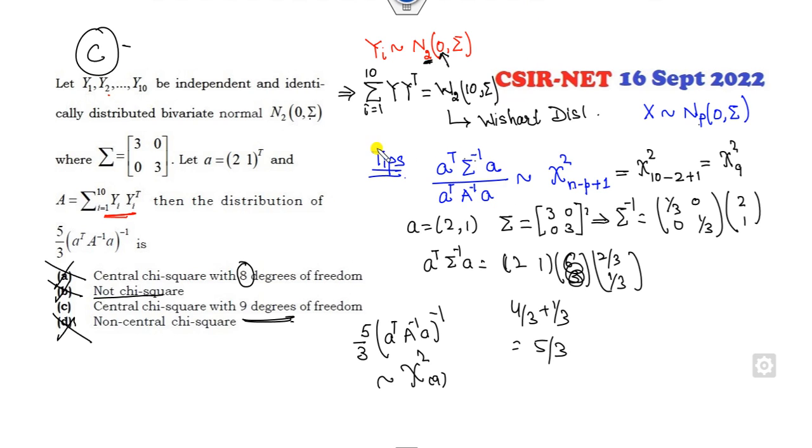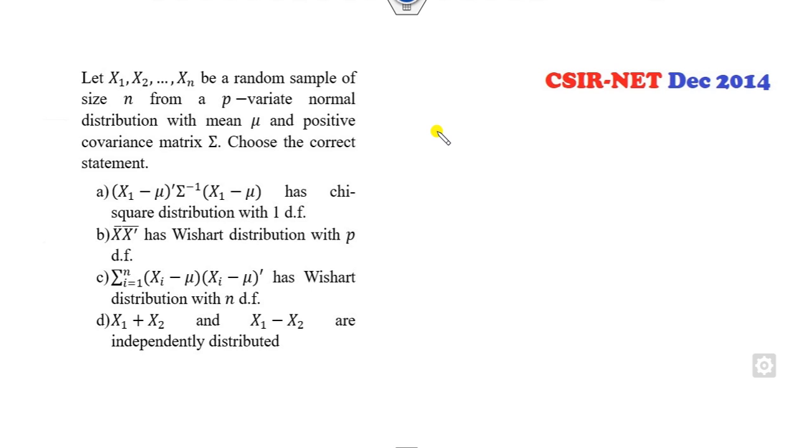You can see in the multivariate normal distribution, always remember the result which I mentioned in the first 5 minutes. I have used the same result. Nothing else is needed in the calculation.